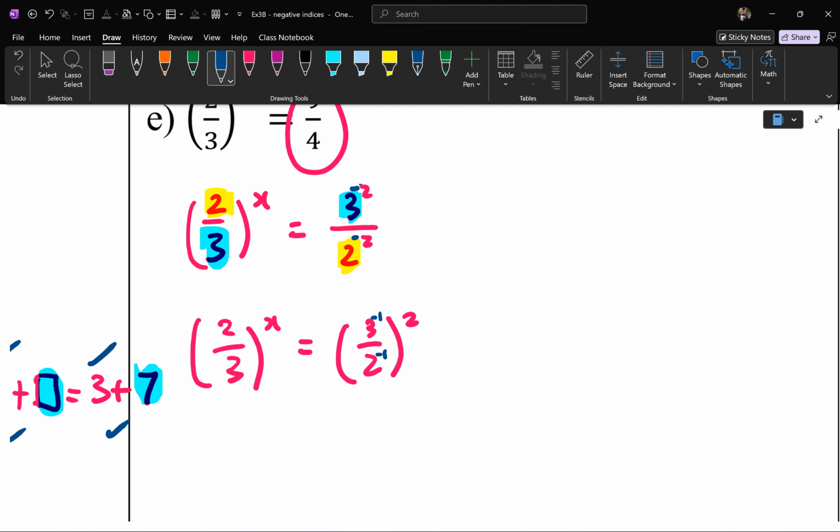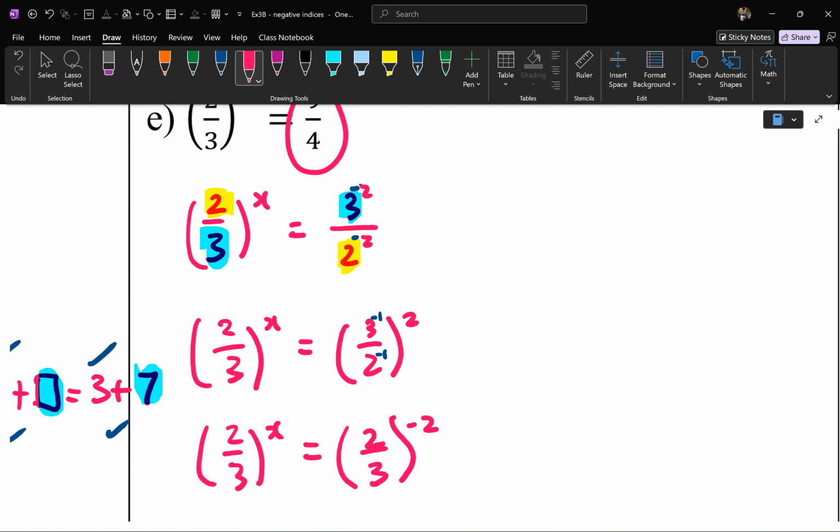So if this was a -2 and that was a -2, then that would become the reciprocal, so the 3 flips down and the 2 goes up to the top. So this is a bit tricky, there are 2 parts there, rule number 5 and rule number 7 together. So what am I saying? I'm saying this is the same thing as writing 2 over 3 to the power of -2, because 2 to the power of -2 becomes 2 squared on the bottom. And then 3 to the power of -2 is the same thing as saying 3 squared on the top. See what I'm doing there?